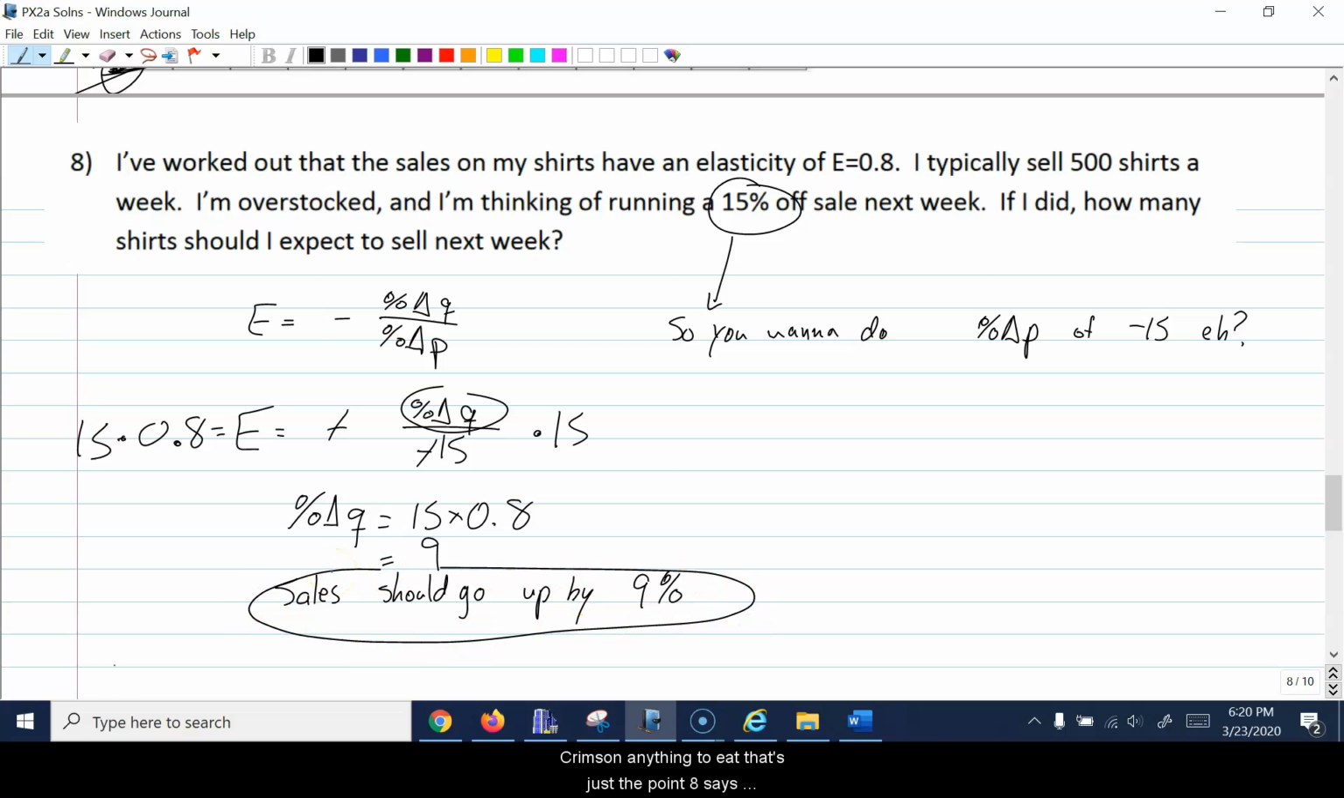We haven't done anything deep. The elasticity of 0.8 says that the percent change in price goes down by 15, and the change in quantity will be 0.8 of that. 0.8 of 15 is 12. Sales should go up by 12%.